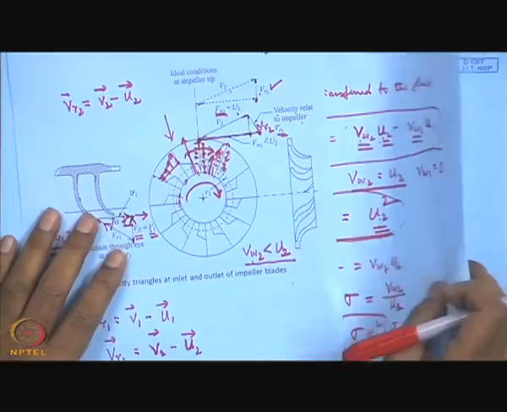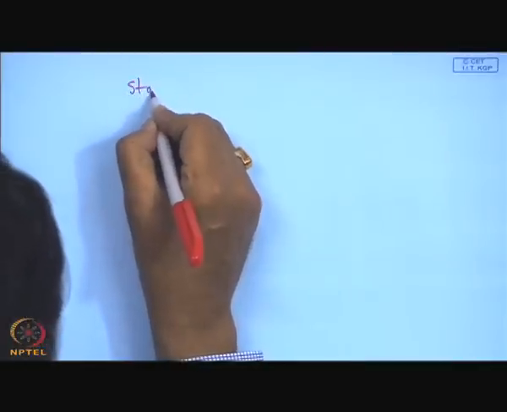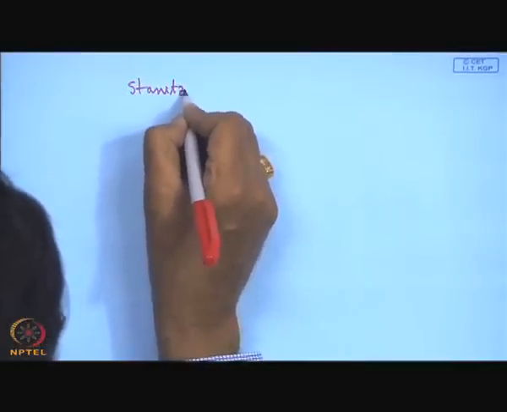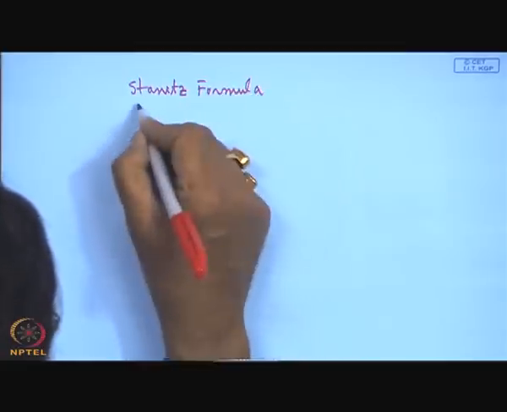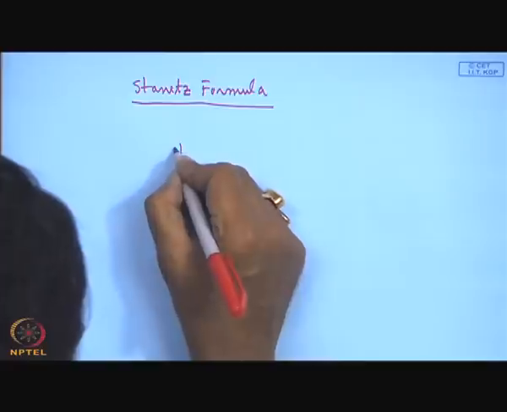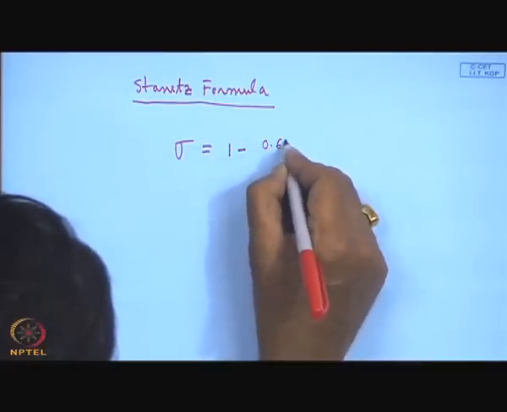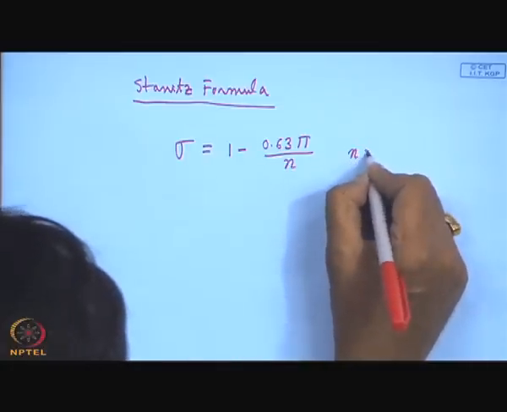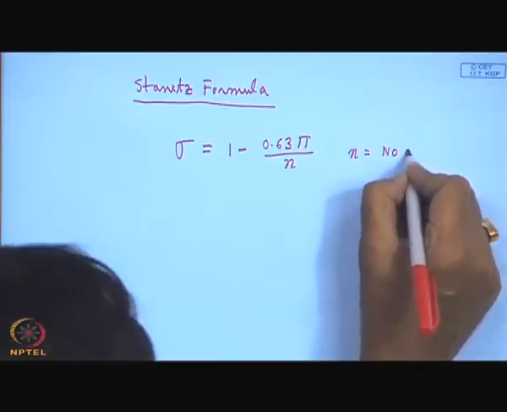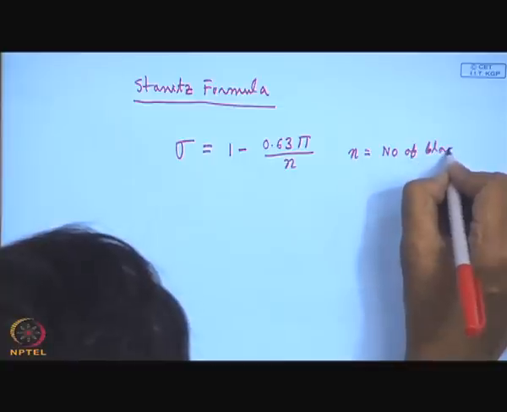There is a formula to find out slip. This formula is known as the Stanitz formula. Stanitz, from a potential flow analysis, expressed the slip like this. You can get some idea from here: 0.63 pi by n, where n is equal to the number of blades or vanes.